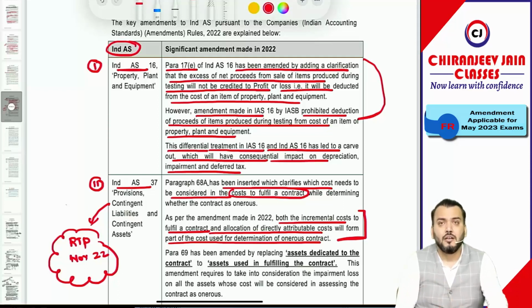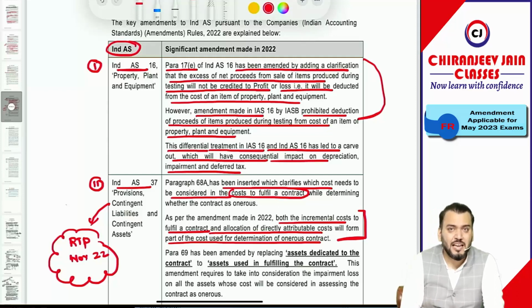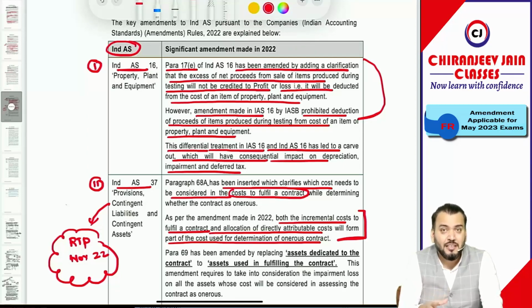Correct? Yes, sir. One more announcement I need to make: I'll be coming soon with my expected question list. I have already given the expected question list for the May 2023 exam, but I am getting a lot of messages from my students saying, sir, please solve these questions in either a recorded video or live classes. So I will soon be coming with my expected questions, which I will be solving in the video. Understood? That is my upcoming video.